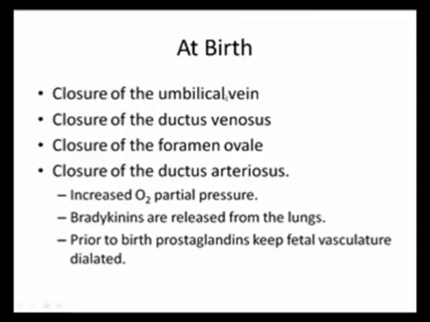So at birth we get closure of the umbilical vein, closure of the ductus venosus, closure of the foramen ovale, and the ductus arteriosus is going to close. And that's going to close as a result of increased oxygen partial pressures. Bradykinins are going to be released from the lungs, and that's going to help. And the prostaglandins that are released prior to birth keep that fetal vasculature dilated, and the decline in prostaglandins then will also contribute to the closure of the ductus arteriosus.